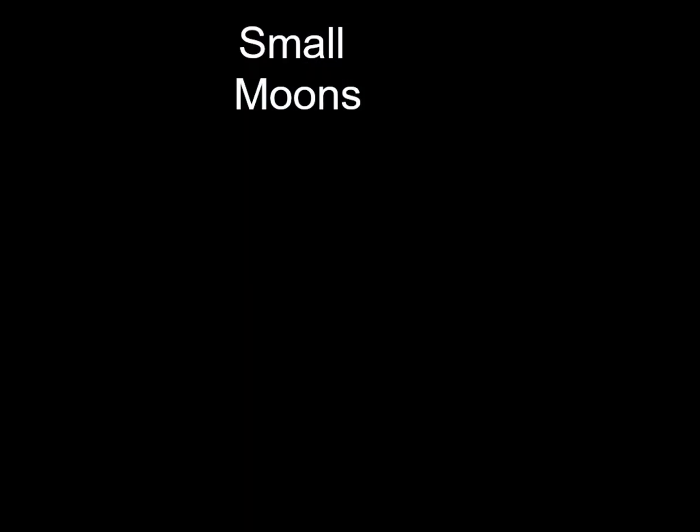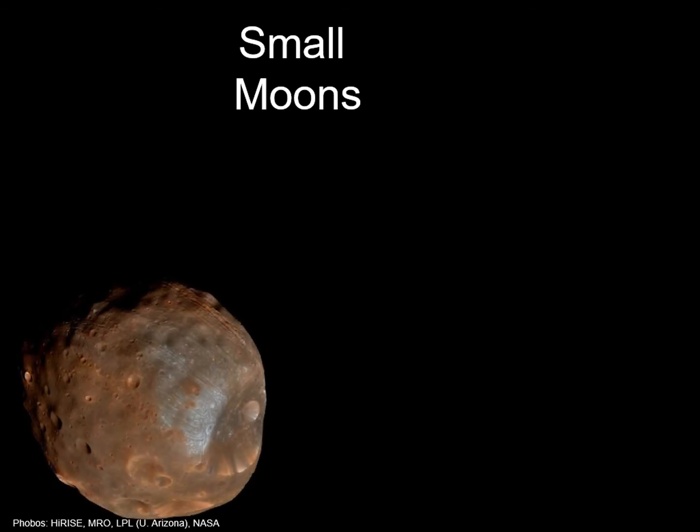The vast majority of the moons in the solar system are small, irregularly shaped objects that have more in common with asteroids and comets than with planets. Here are a few examples. Phobos is a moon of Mars and quite possibly a captured asteroid. Notice the impact crater that takes up most of one side of it.